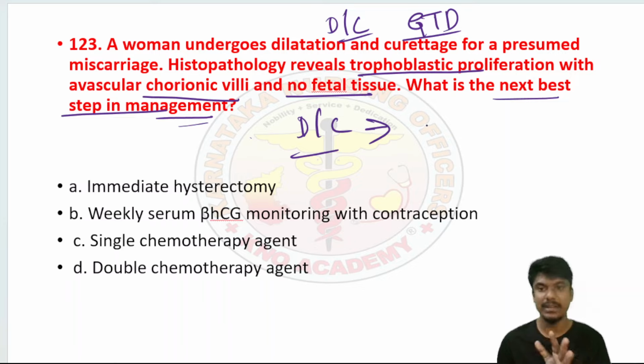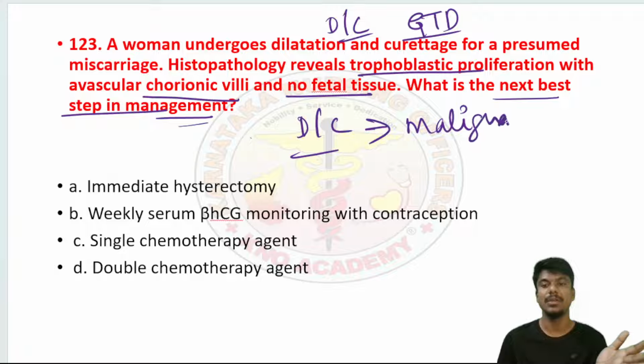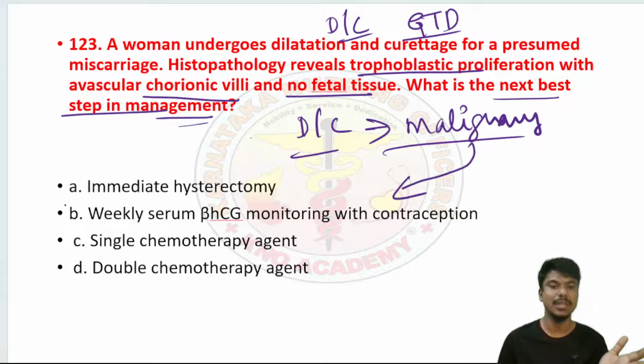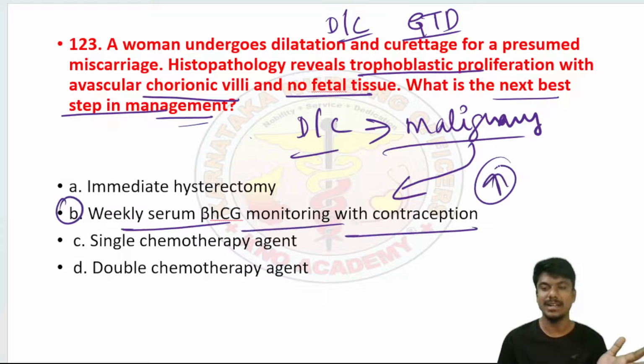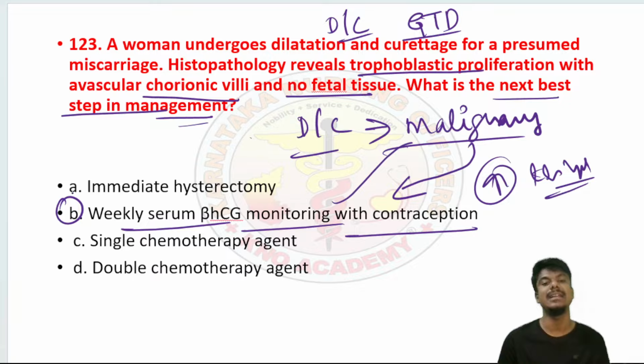What will they do? The patient may go on to develop malignancy in future. To monitor that, they will do beta HCG, weekly beta HCG levels. If there is a sudden rise, a tripling of the beta HCG, that is indicative of malignancy. So to monitor for that malignancy, we are going to perform beta HCG monitoring along with contraception. So option number B is the right answer.